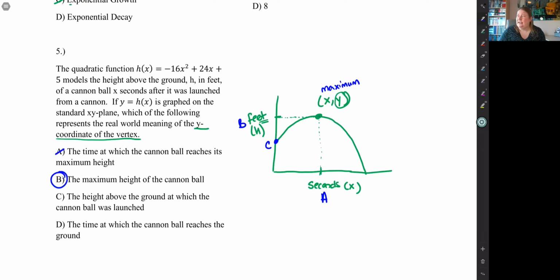That's located over here. And the time at which the cannonball reaches the ground, that's this point down here. So if they had asked us that, we would have said the x coordinate of this, we call that the positive x-intercept. All right, B is the answer for number 5.